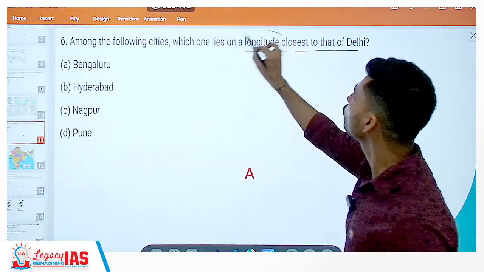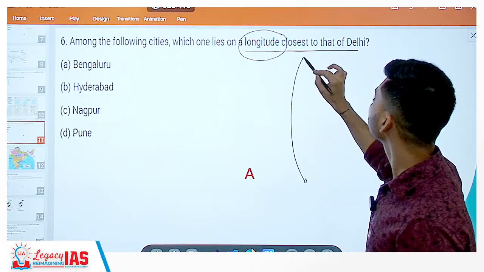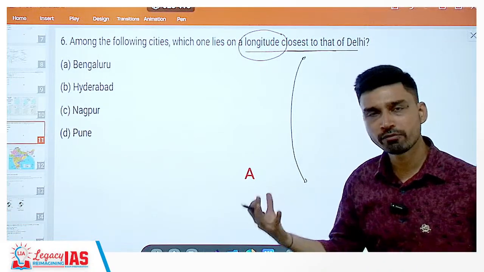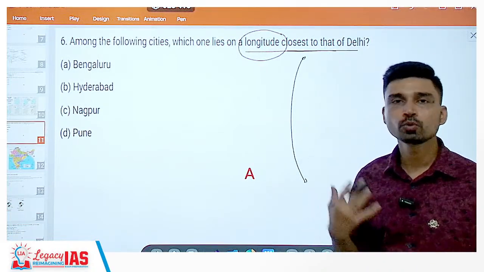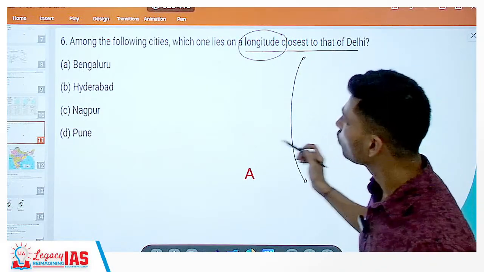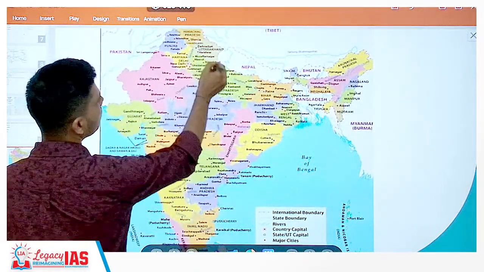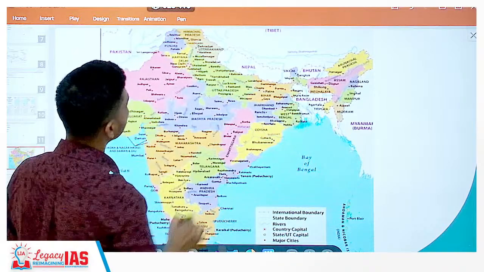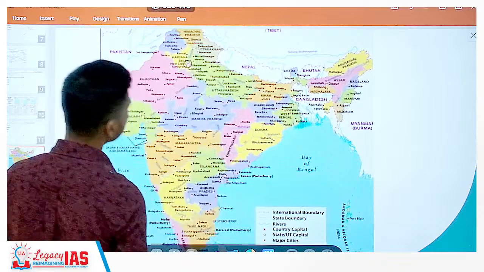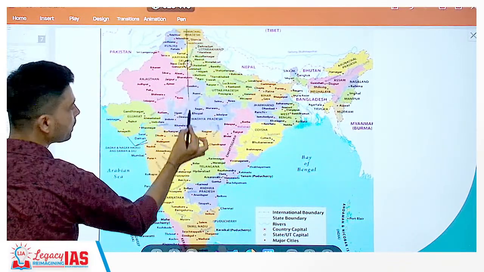Now, longitude, you know, is a line connecting the North Pole and the South Pole and passing through different regions. Overall, we have divided the earth into a total of 179 longitudes. If you look at the longitude that is passing through Delhi, on the map of India, Delhi is situated in the north, somewhere around that area. Then if you draw a straight line, because longitudes are straight lines, let us say you draw a straight line like this.